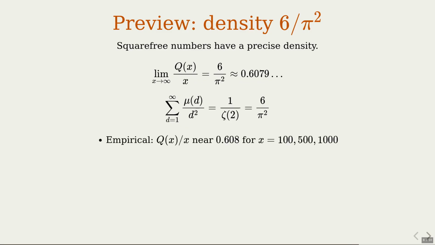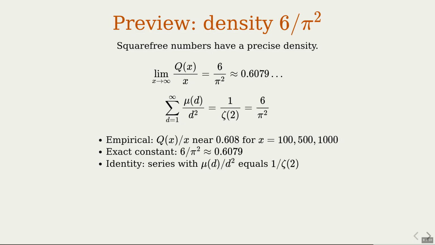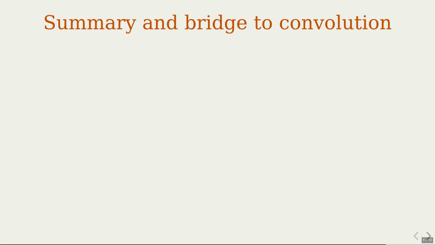Empirical: Q of x over x is near 0.608 for x equals 100, 500, and 1000. Exact constant: 6 over pi squared is approximately 0.6079. Identity: the series with mu of d over d squared equals 1 over zeta of 2. We will spend later lectures explaining why mu connects to the zeta function and where this beautiful constant really comes from. Let us gather the main ideas before we move on to the algebraic machinery behind them.